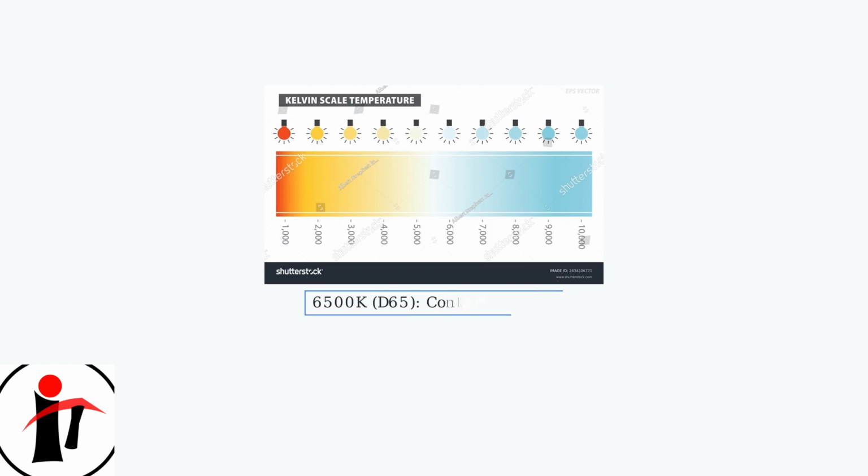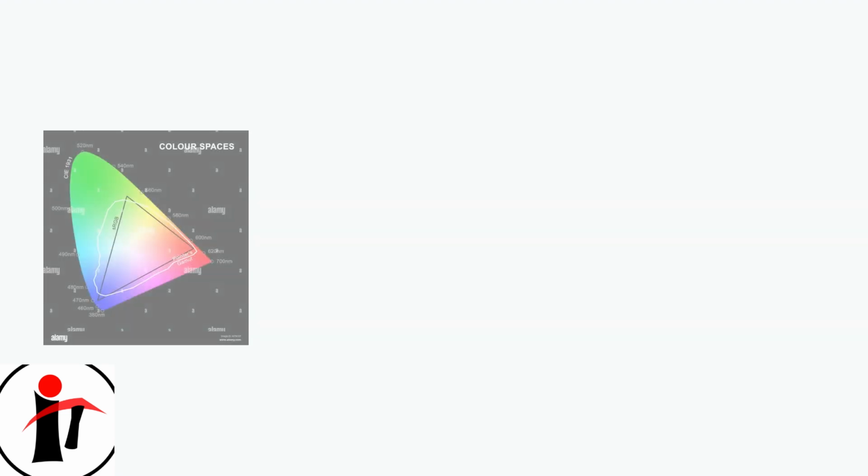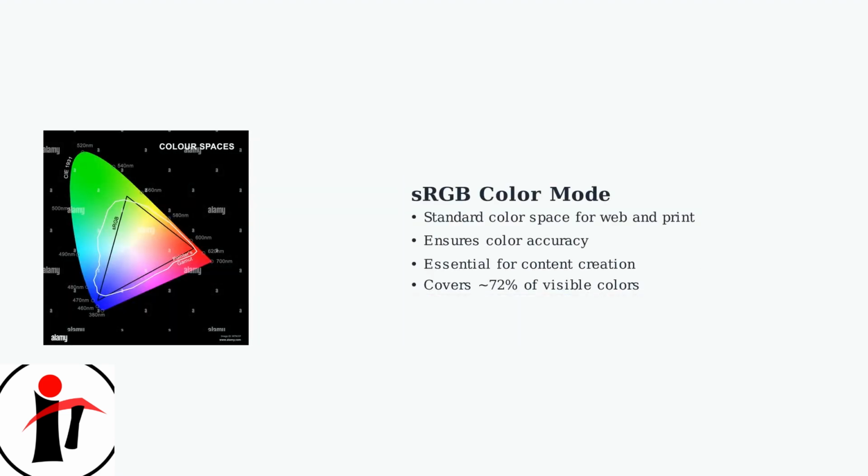Color temperature significantly affects how your display looks. Measured in Kelvin, warmer temperatures appear more yellow-orange, while cooler temperatures appear more blue-white. For professional work, sRGB color mode provides the most accurate colors. This standardized color space ensures consistent color reproduction across different devices and applications.